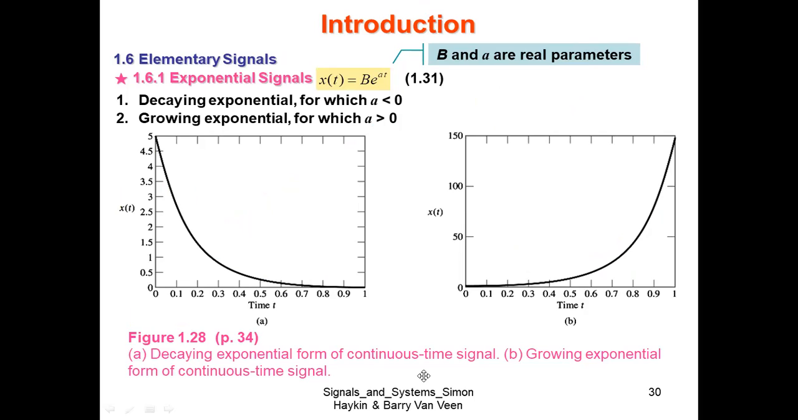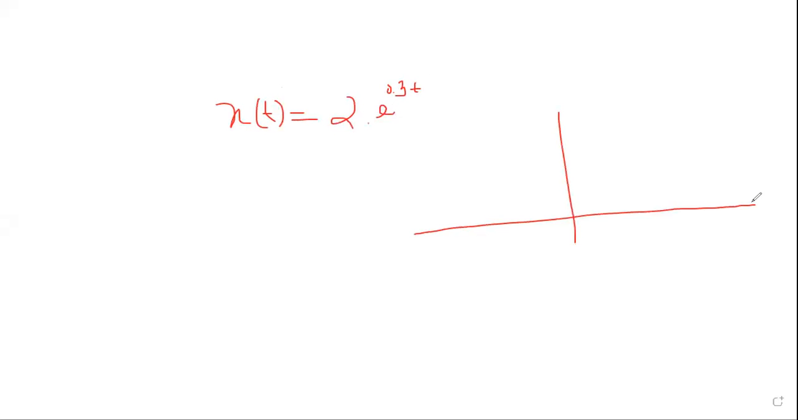Okay, b into e to the power at is the thing, right? x of t equal to, say if at all I take 2 into e to the power 0.3 t. Now if at all I want to plot this particular thing, we'll consider only the right side, then we'll come to the left side.